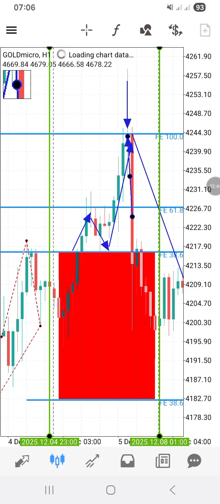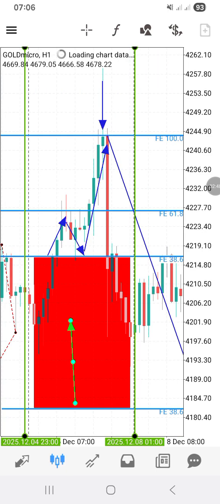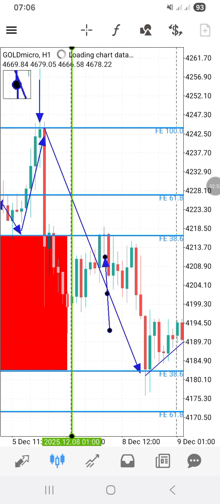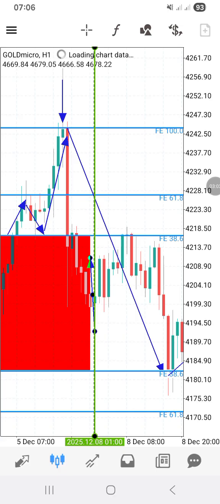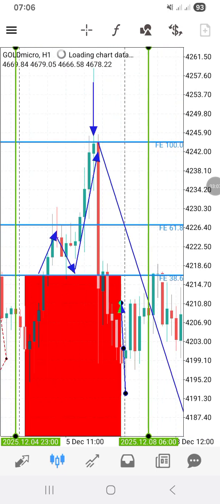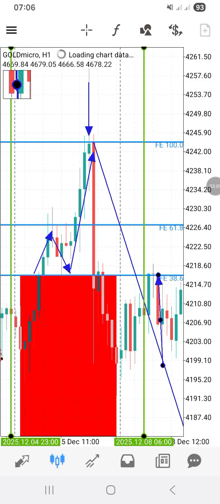So after FE 100, there was a high precision, and then it went down, going back to the zone which traders don't want to trade, and then they retested the 38, right? And then they went to the 38. So the 38 is a zone where most traders don't want to trade it, but as you can see here, the 38 was holding the market. The 38 was holding the market.